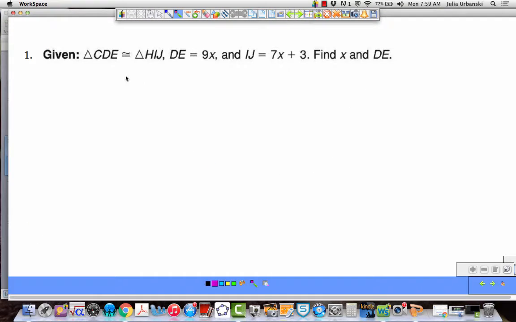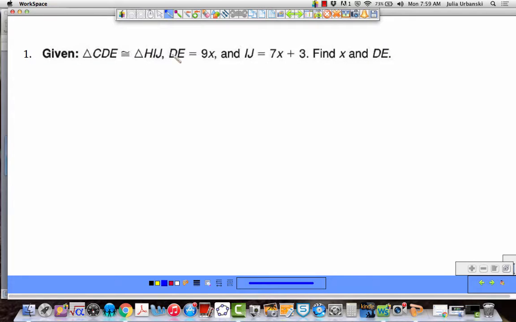Okay? And look at the order of the letters. C, D, E, H, I, J. C would go with which letter? H. D would go with I. If I give you side DE, what side will you give me? IJ. Alright, so we're looking at this case. We know something about side DE, and we know something about side IJ.